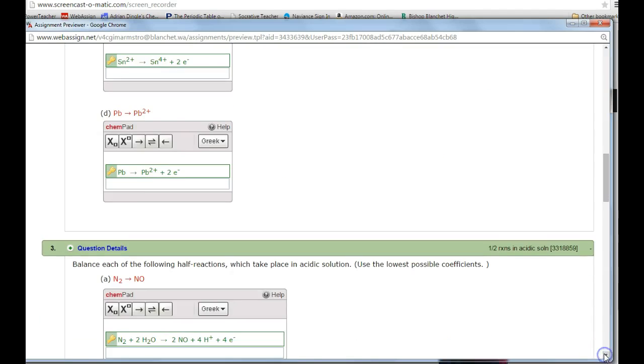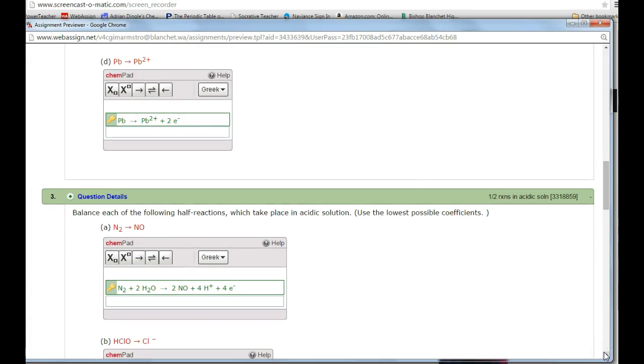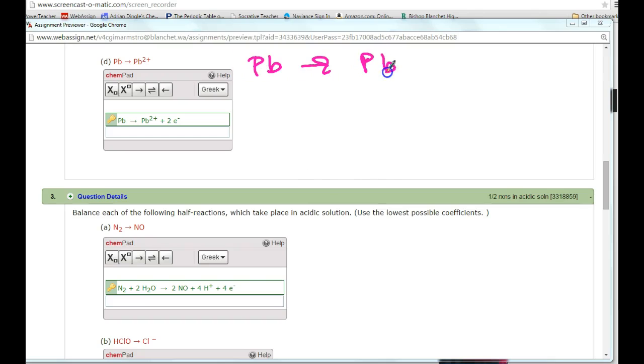Look at lead, which is Pb. Plumbum. Clever word for plumbers. So Pb arrow Pb2+, 1 Pb, 1 Pb, charge of 0, charge of 2+, add 2 electrons to this side, a 2- cancels a 2+ to be 0.